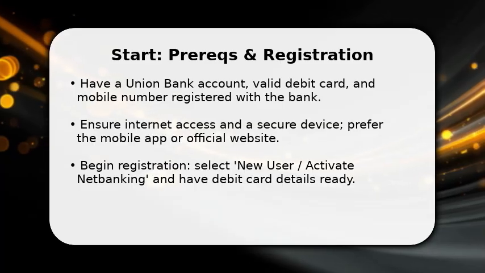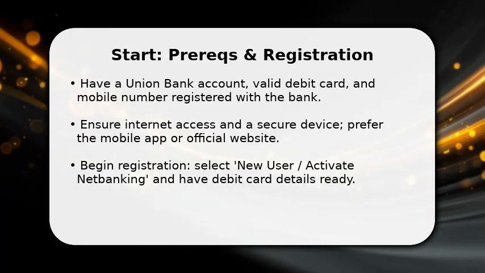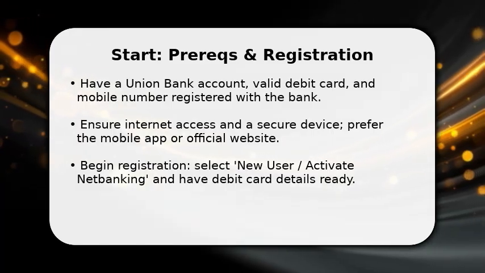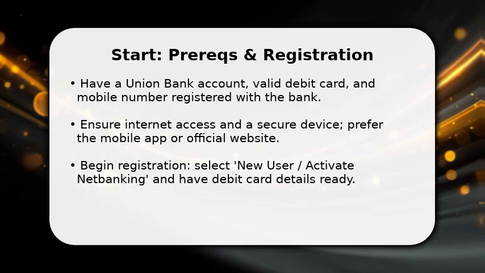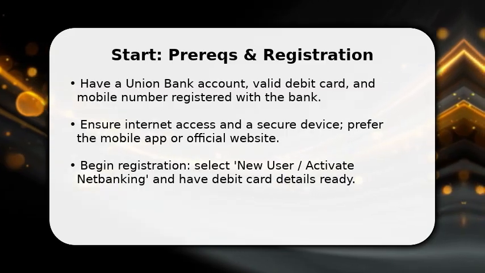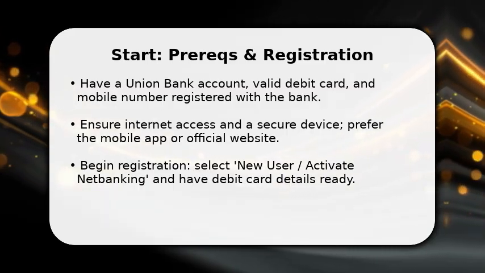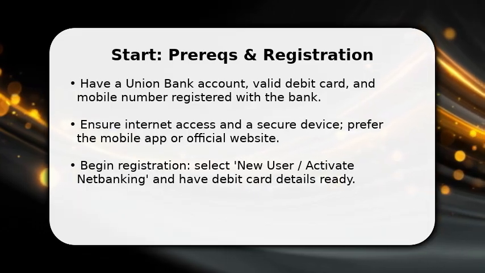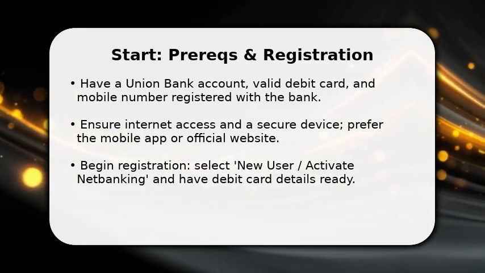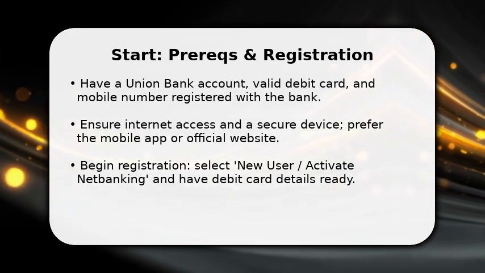You begin by confirming 3 essentials: account status, registered mobile, and a secure device. Once done, open the Union Bank app or official site and choose New User or Activate Net Banking. Enter your account number or CIF, debit card number, and expiry. Make sure details match bank records.